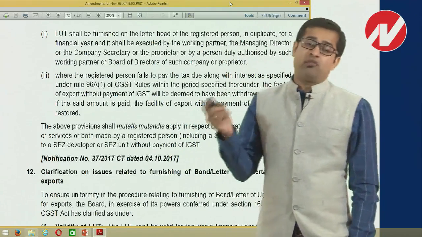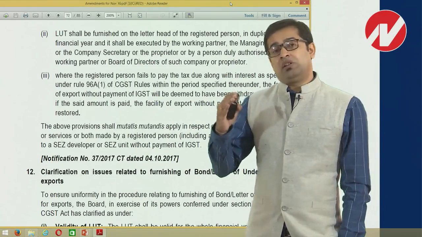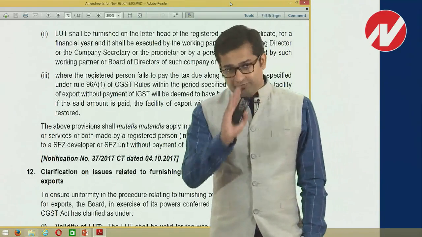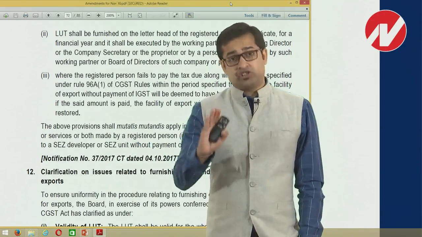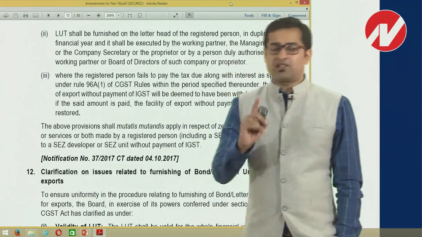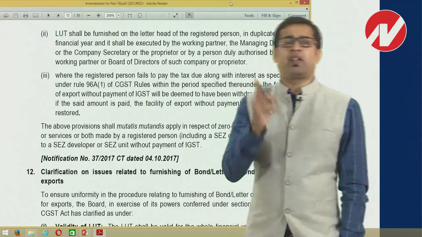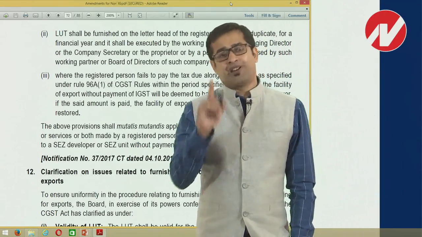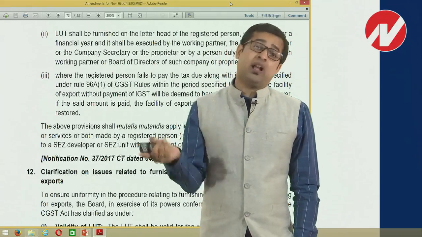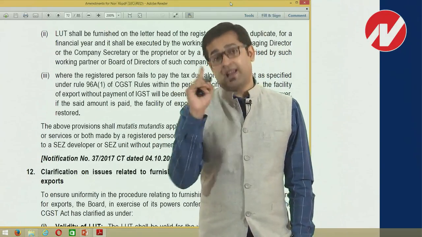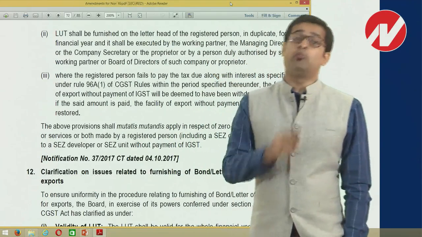A bond is required to be supported by some sort of bank guarantee, where the bank guarantee amount is restricted to around 15% of the tax amount. So for example, if I say that I am exporting goods worth 1 crore rupees, on which at 18% there is a tax of 18 lakh rupees, then I will have to furnish a bank guarantee of up to 15% of 18 lakh rupees to execute the bond.